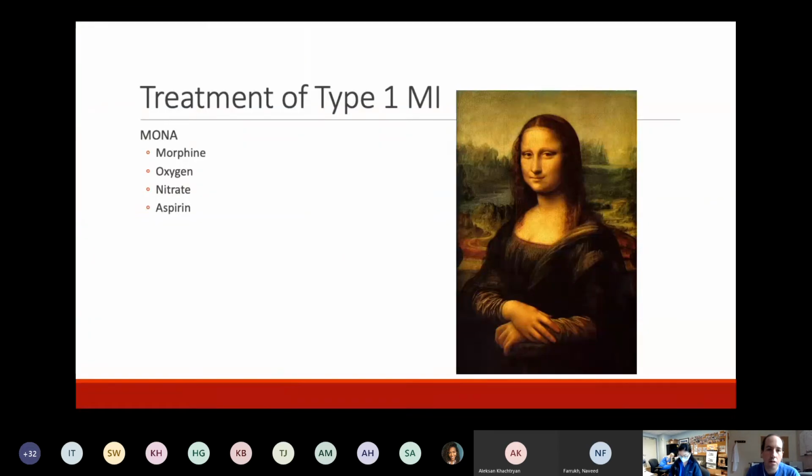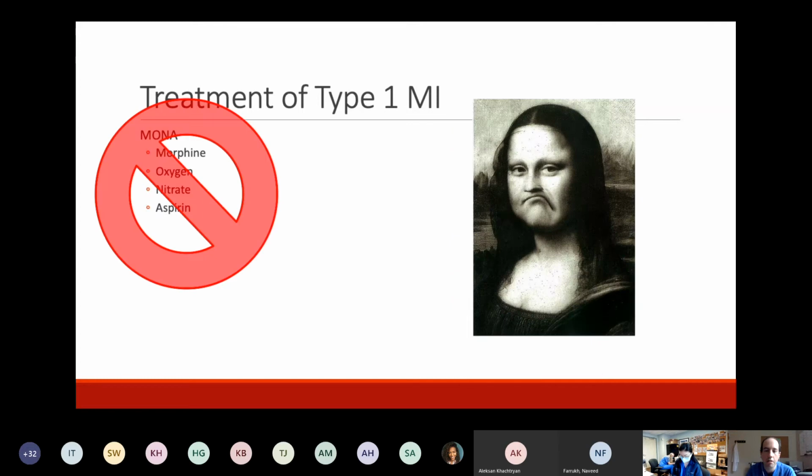I don't know if any of you guys are still learning about MONA as a sort of medical treatment of MI. It stands for morphine, oxygen, nitrate, and aspirin. It's like the worst acronym in the world. I wish they would stop teaching this in med school.